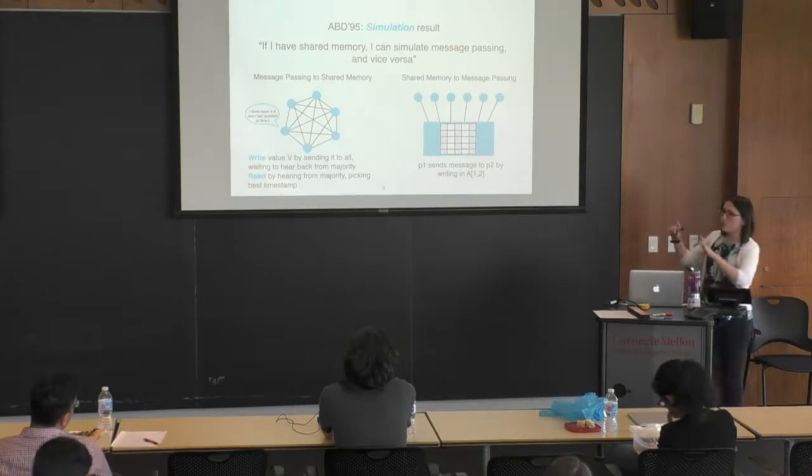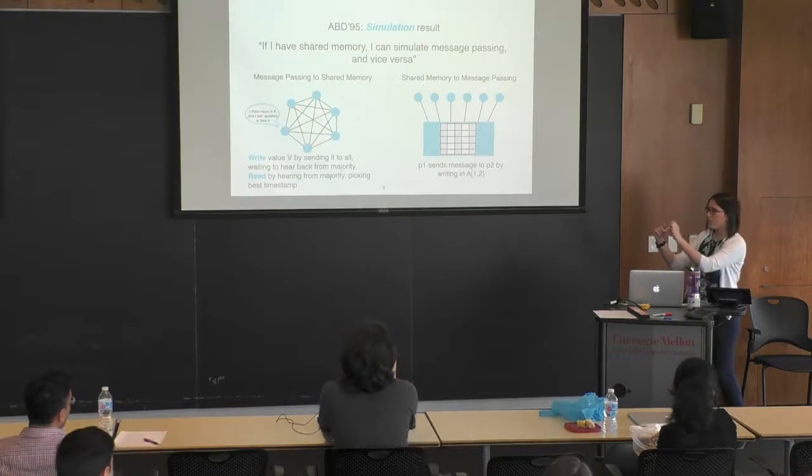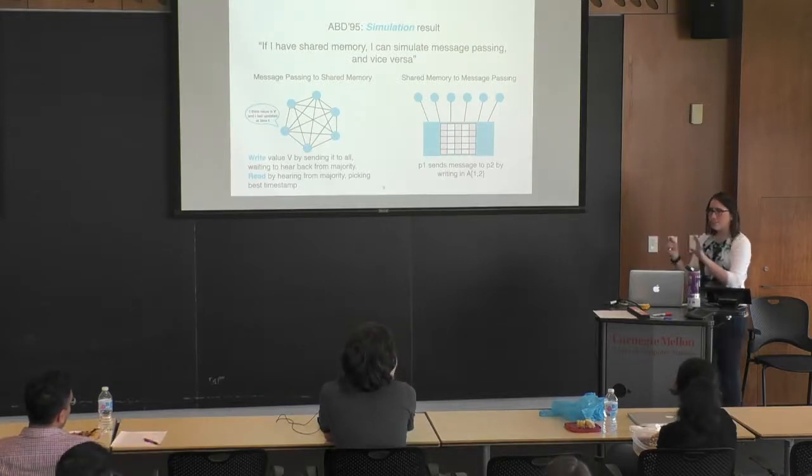It just says, well, let's just have a huge 2D array, and if P1 wants to send P2 a message, it's going to simply write it in the right spot in the array. And that is all you need to simulate.